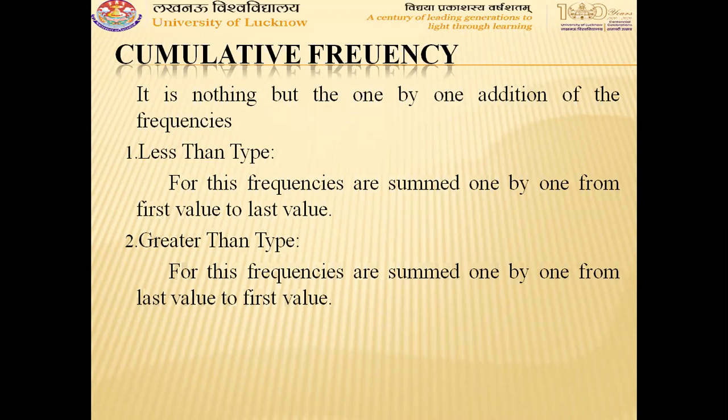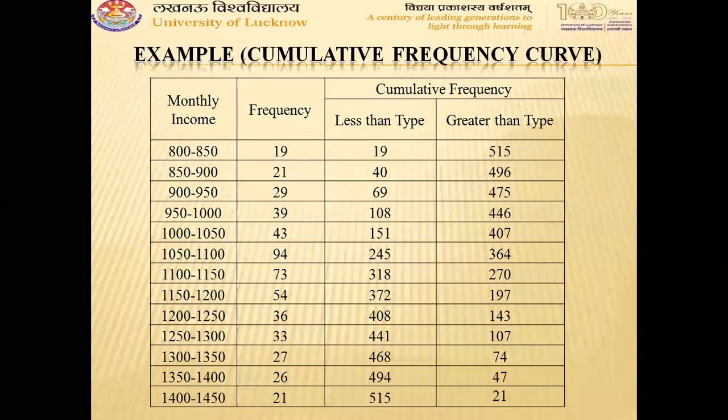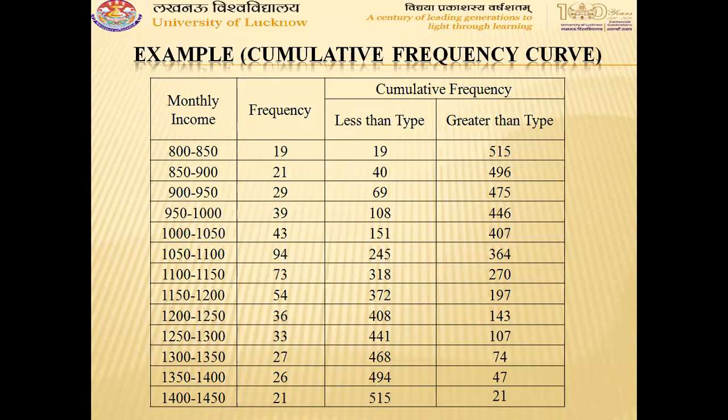What is the importance of less than type and greater than type cumulative frequencies? That can be understood with the help of this example, which I have considered. Here, for less than type cumulative frequencies, you can see that the first less than type cumulative frequency is equal to the frequency of the class interval. Then the next one is obtained by adding the frequency of the current class interval to the previous one, that is 19 plus 21, which will become 40. Similarly, the next frequency is added, that is 40 plus 29, that will become 69, and that addition continues up to the last class interval.